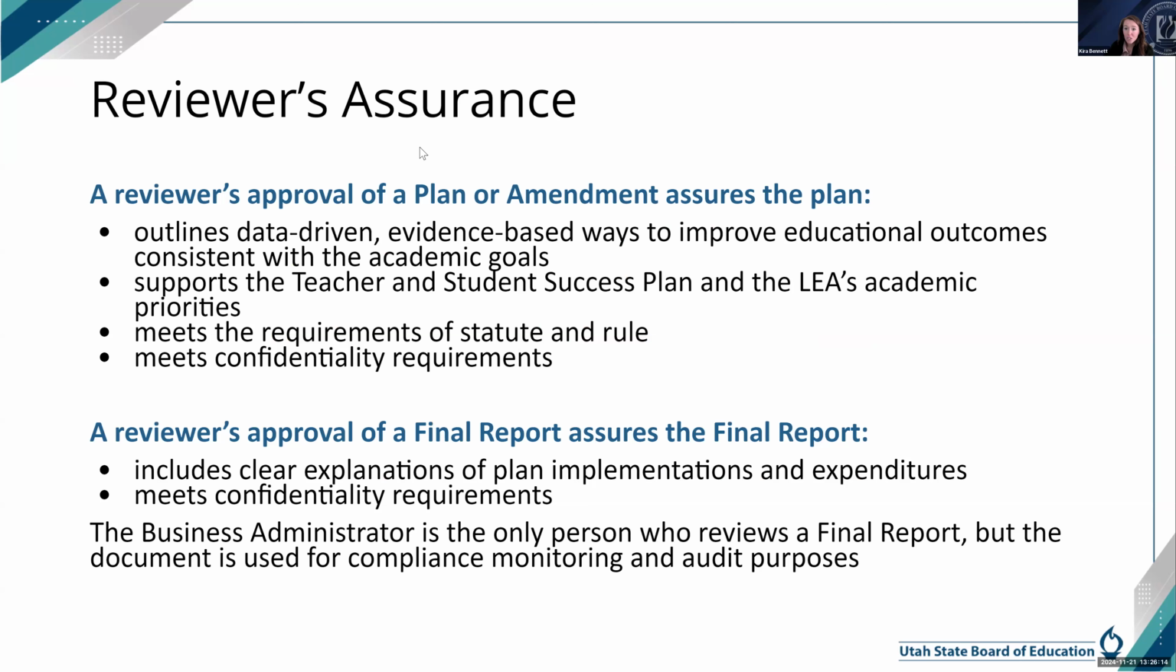When you're reviewing, it's really important to know your approval of a plan or amendment carries a lot of weight. Essentially, it is a stamp of approval that assures that the plan meets a couple of things. So for original plans or amendments, a review approval means that the plan contains data-driven, evidence-based strategies to improve student outcomes that align with the school's academic goals. It means that the plan supports the teacher and student success plan. It means that the plan meets all of the nitty-gritty requirements of statute and rule. And it also means that the plan safeguards confidential student information, and essentially that it's just not in there.